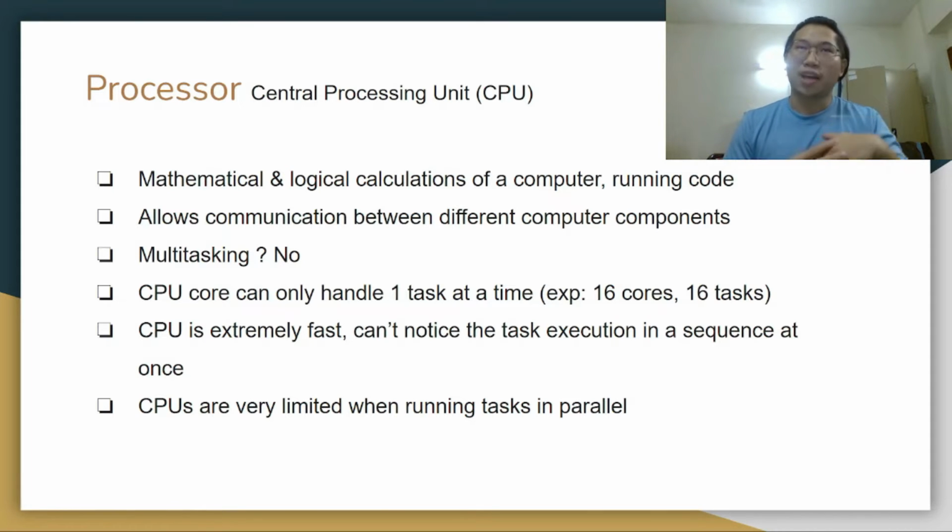Because the CPU is extremely fast, we can't really notice that tasks are executed one by one in sequence at a time. So we can see that the CPU is very limited when running tasks in parallel.